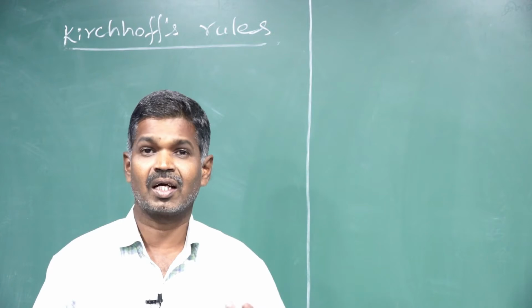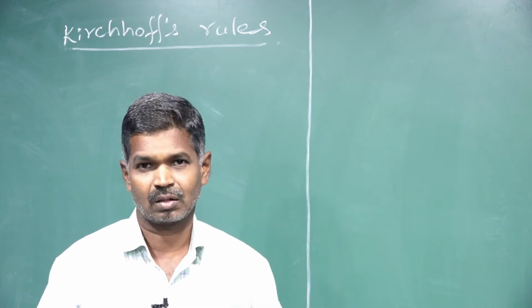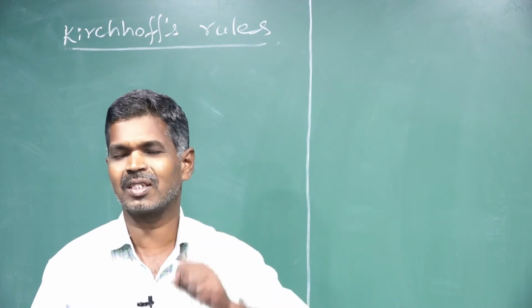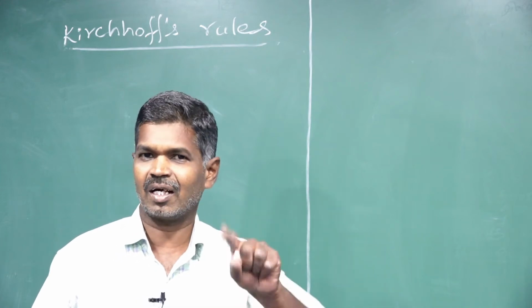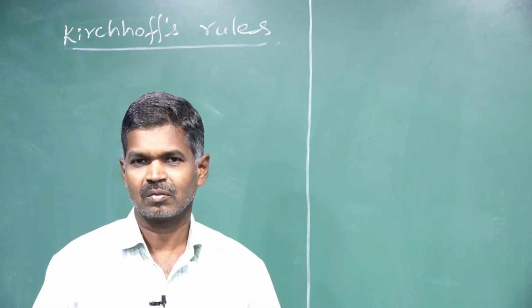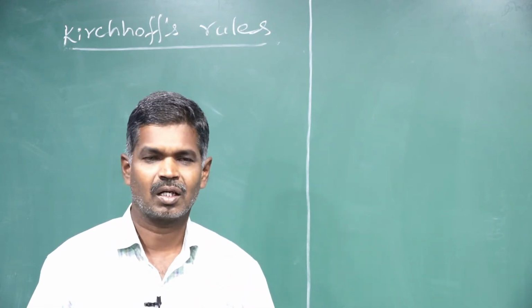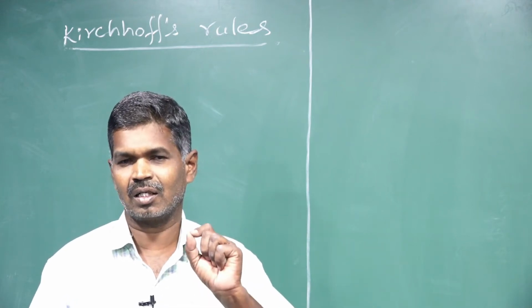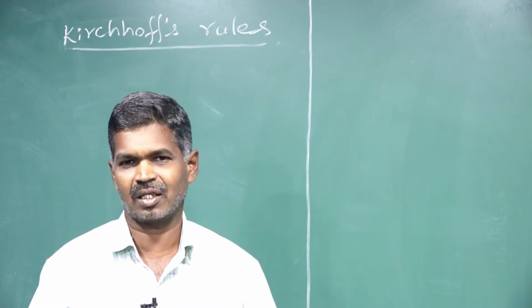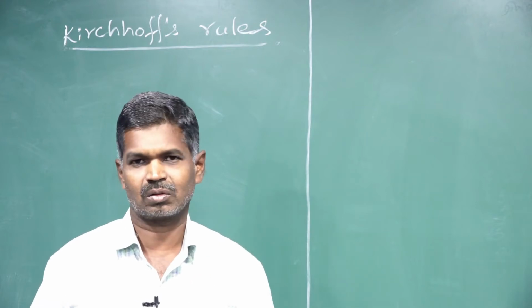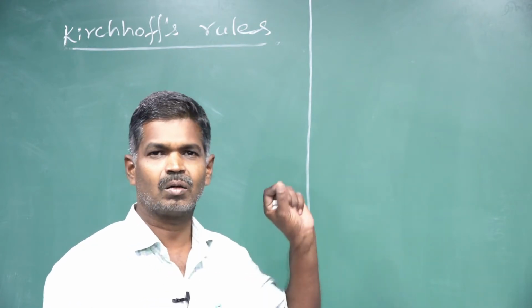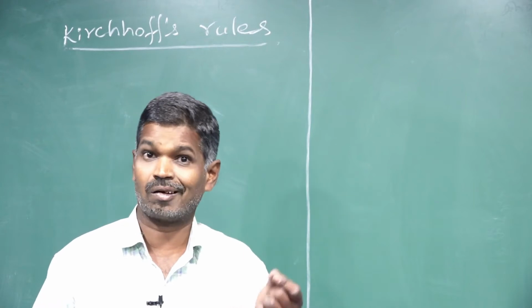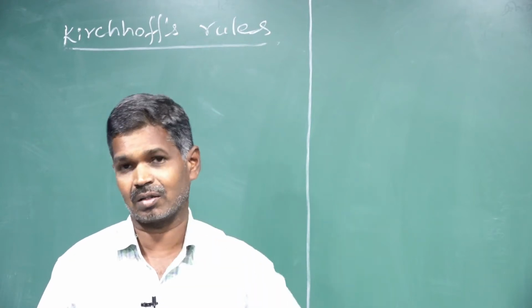There we cannot use Ohm's law. Ohm's law is used only in simple circuits. If it is a very complex circuit, we cannot use Ohm's law to find the current and voltage across any resistor in an electrical circuit. So that's why we are moving to Kirchhoff's rules, also called Kirchhoff's laws.